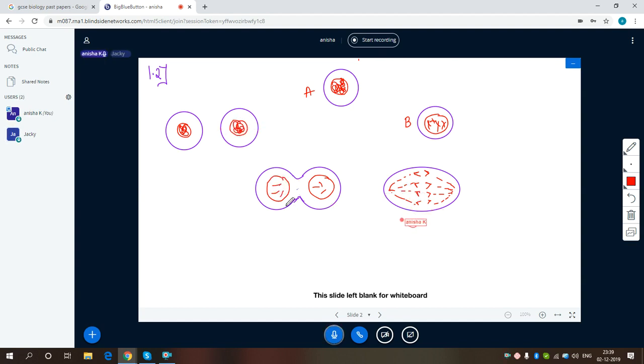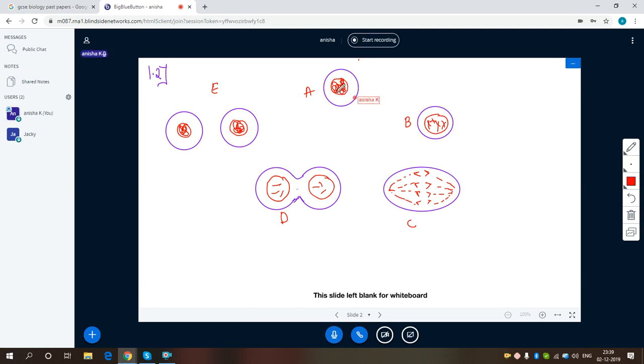Okay, so here we have C, we have D, and we have E, right? Question is, A is preparing to divide. They have given you a hint that they are preparing to divide. What is happening to the cell? And we have to tick two boxes, right? Okay, we'll see one by one.